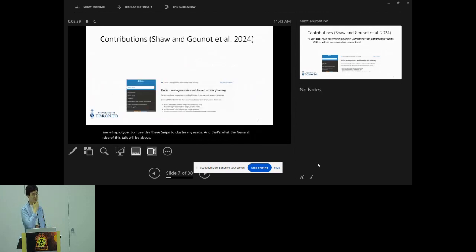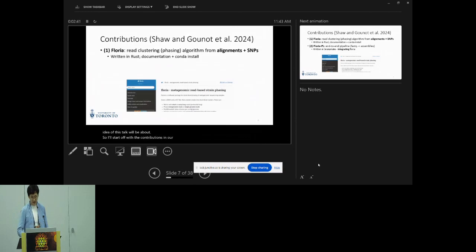So I'll start off with the contributions in our work. The first part of this work is a read clustering, which I will call synonymous with phasing algorithm. It takes alignments and some SNPs and is able to output those haplosets we care about. It's able to deconvolve the sequencing data. Floria is written in Rust. There's documentation, as you can see below. It's easy to install. It's pretty fast, as we'll show.